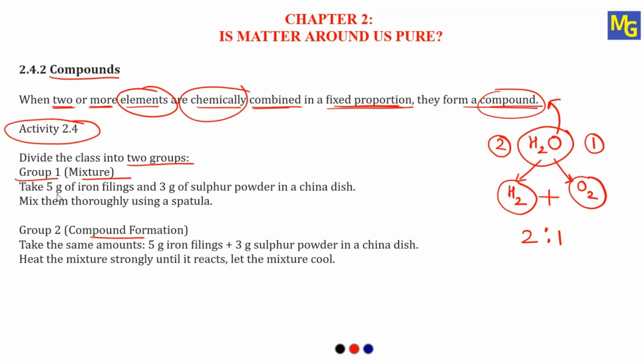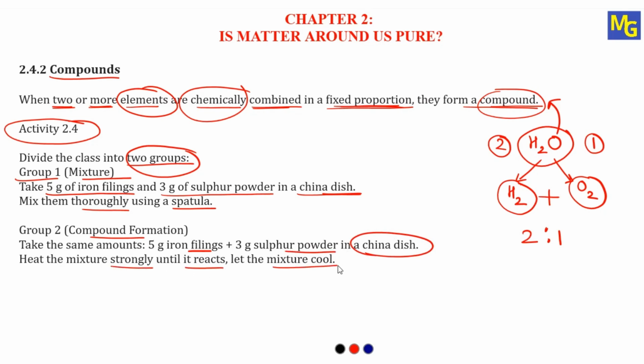In group 1, take 5 grams of iron filings and 3 grams of sulfur powder in a china dish. So whatever students are present in group 1, they are going to take 5 grams of iron filings and 3 grams of sulfur powder in a china dish. Mix them thoroughly using a spatula. Then, group 2 students take the same amount, 5 grams of iron filings and 3 grams of sulfur powder, in a china dish. Heat the mixture strongly until it reacts.